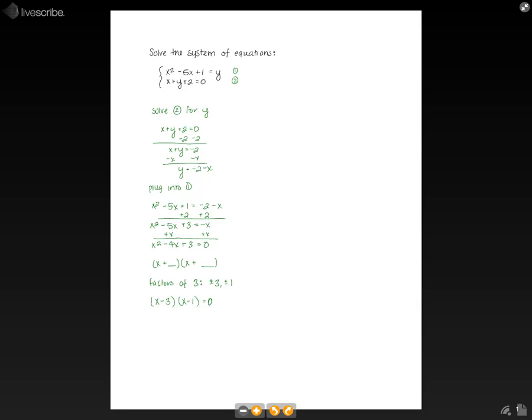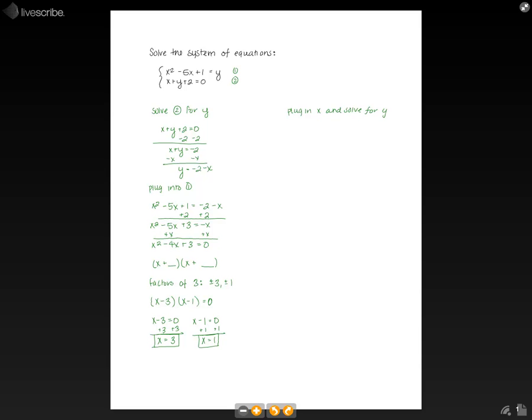Okay, so now that we've factored that, we just need to solve for x. So we're going to set each one of these equal to 0. So x minus 3 is equal to 0, and x minus 1 is equal to 0. So to solve x minus 3 equals 0, we add 3 to both sides, and we end up with x equals 3. To solve x minus 1 equals 0, we just add 1 to both sides, we get x equals 1. Alright, so now that we know what x is, let's circle, or box those answers right there. Now that we know what x is, the next step is to plug in x and solve for y.